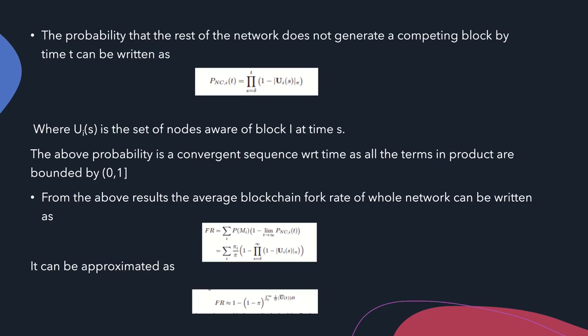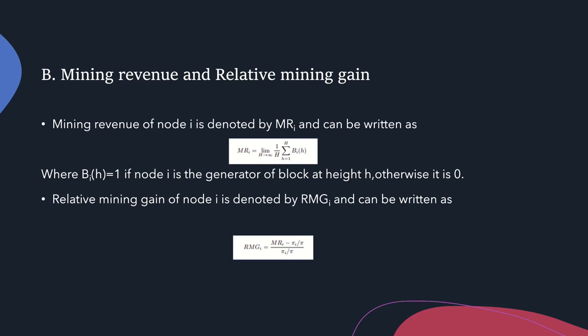From the above results, we can calculate the average fork rate of the whole network, which can be written as FR equal to the sum of the product of Mi into 1 minus the limit of PNC, which means that there occurs a clash, that is a competing block is generated, which means forking occurs. It can be approximated as FR is 1 minus pi power integral 0 to infinity 1 by n Ut dt. It is approximated using the formula that 1 minus x to the power a can be approximated to 1 minus ax under some conditions.